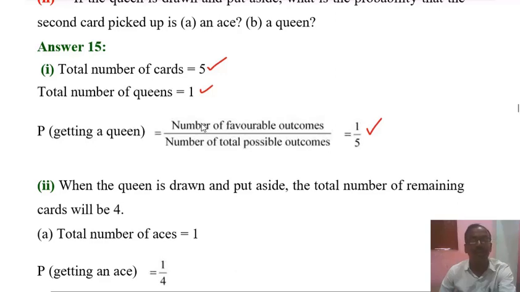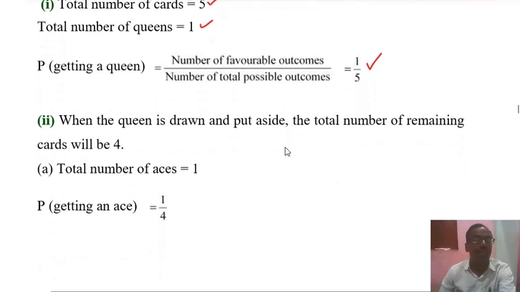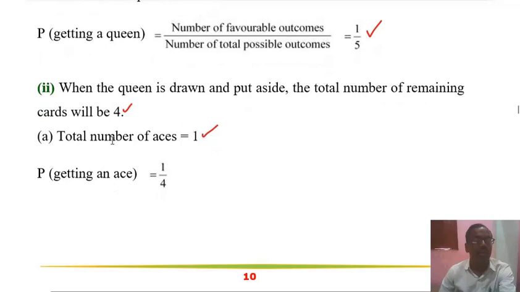Probability of an event is equal to the number of favorable outcomes divided by the number of total possible outcomes. When the queen is drawn and put aside, the total number of remaining cards will be 4. So the total number of possible outcomes will be 4 and the favorable outcomes will be 1. So the probability of getting an ace will be 1 by 4.